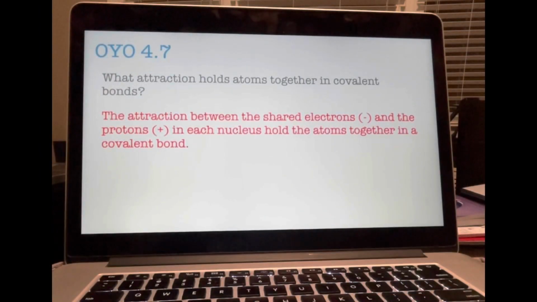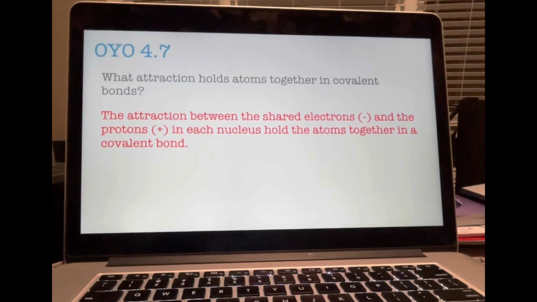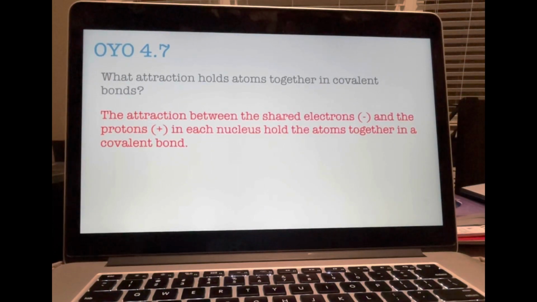Your own 4.7, what attraction holds atoms together in covalent bonds? The attraction between the shared electrons, and remember electrons are negatively charged, and the positively charged protons in each nucleus, that attraction is what holds the atoms together in a covalent bond.